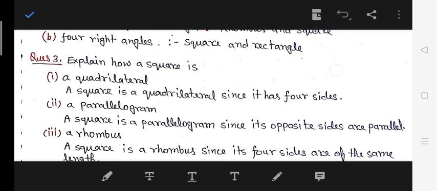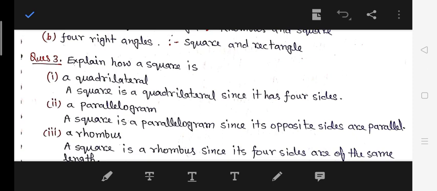Now question number three. Explain how a square is a quadrilateral. You need to explain how a square is a quadrilateral. So students, a square is a quadrilateral since it has four sides. According to the definition, a quadrilateral is a polygon in which there are four sides. So a square is also a quadrilateral in which four sides are there. So that's why a square is a quadrilateral.